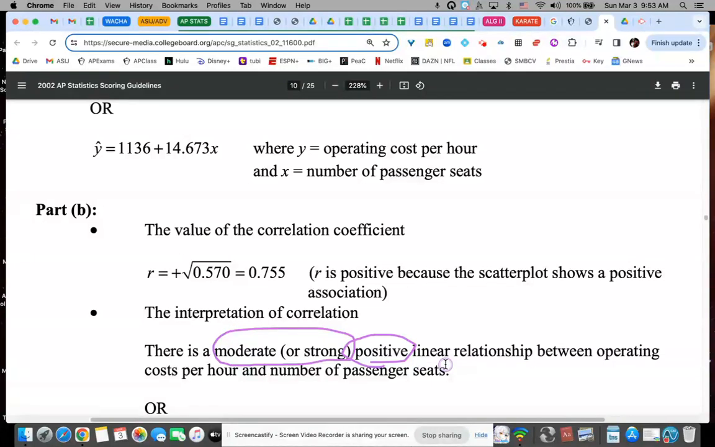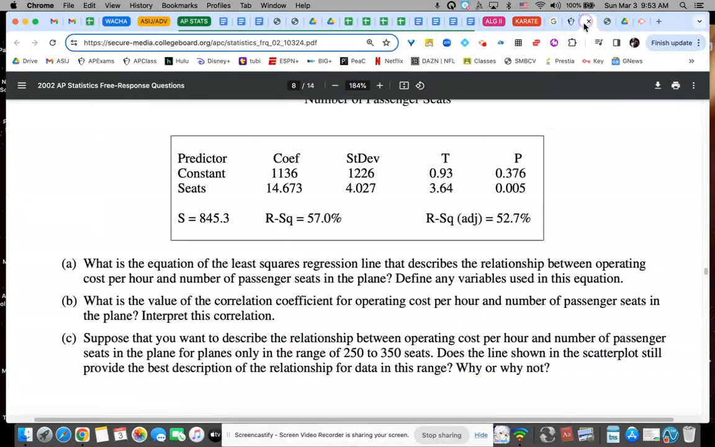Now, the linear part doesn't actually come from R. It's just these two things that you have to have. The linear would be another condition that you have to match, and that's a separate thing. So you have to say moderate to strong or something like that, and then you have to say positive. Those are the two things you get from a correlation coefficient: the strength and is it positive or negative slope, right? Okie dokie. So that gives you an idea on part B. All right, let's take a look at part C.